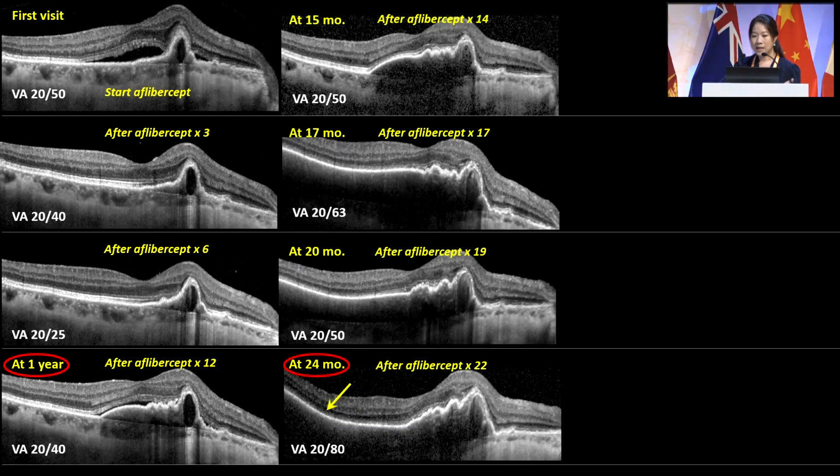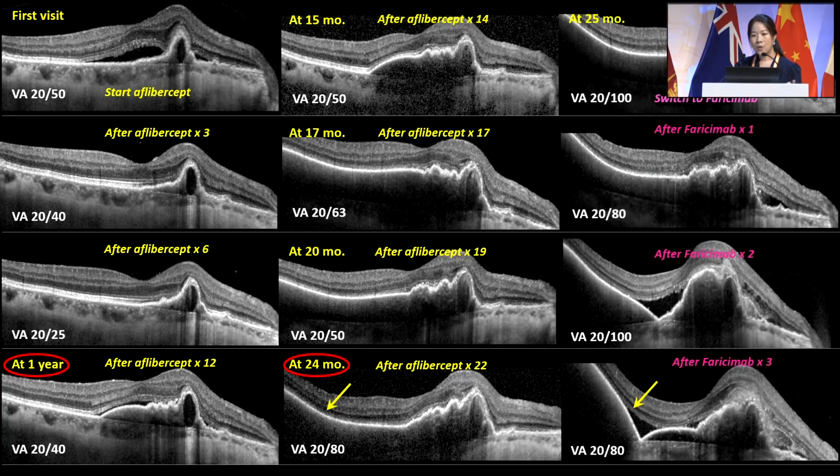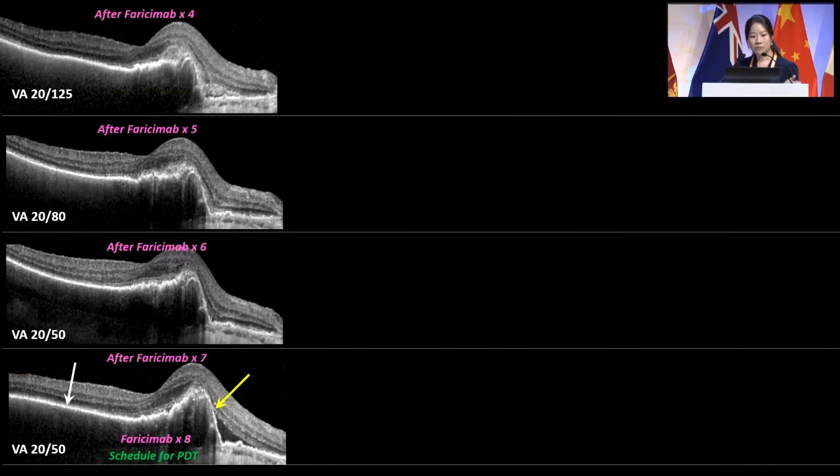But you can see the enlargement of hemorrhagic PED. By the end of year 2, we had a new anti-VEGF agent at that time, faricimab. So we gave faricimab monthly for 7 doses, but still there was enlargement of hemorrhagic PED and the disease was still active. You can see subretinal fluid. What should we do now?